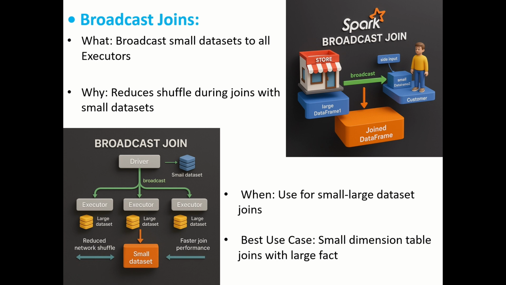Best use case is, suppose you have a small dimension table joined with a large fact table. For example, you have the sales data, the fact table for sales, and another table for product, which is your dimension table, where you have the product details. If you want to join those two tables, in that case you can use this broadcast join.